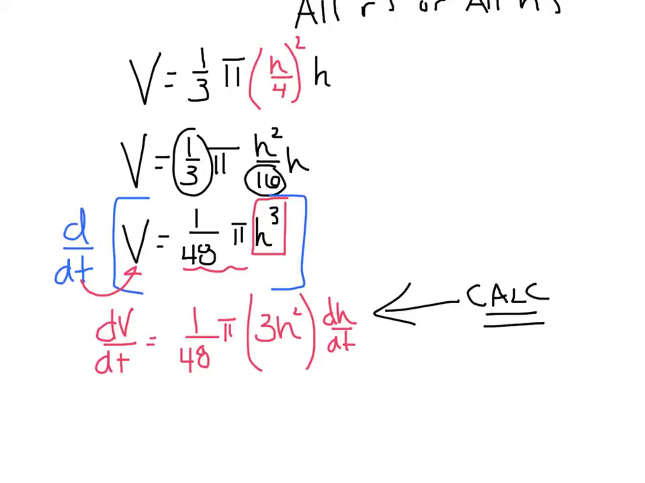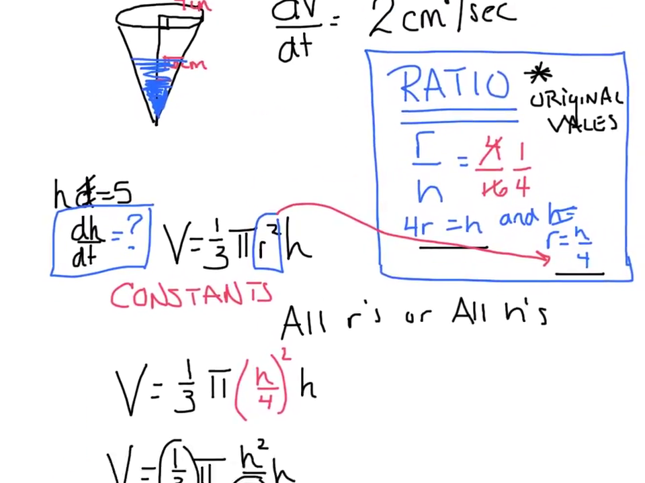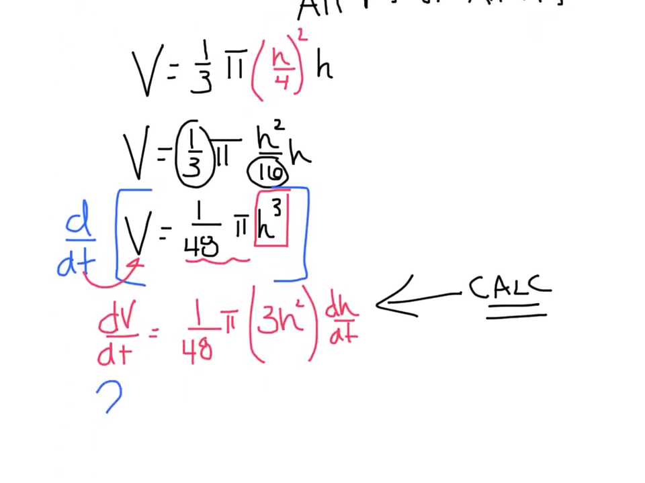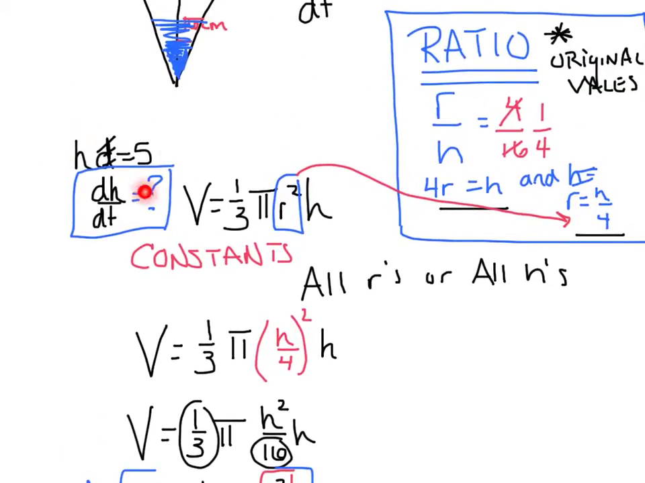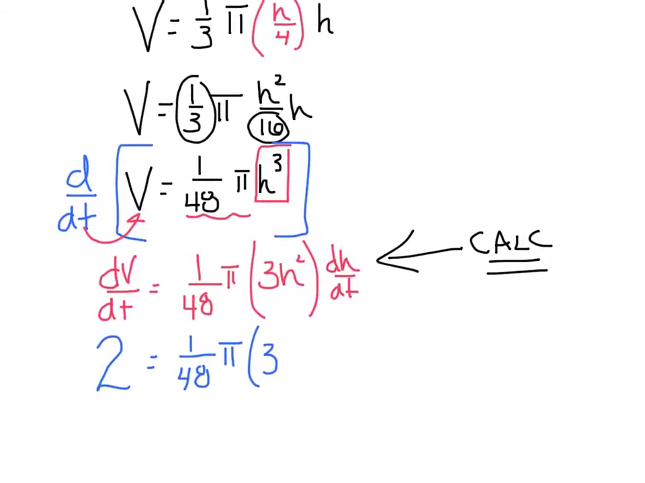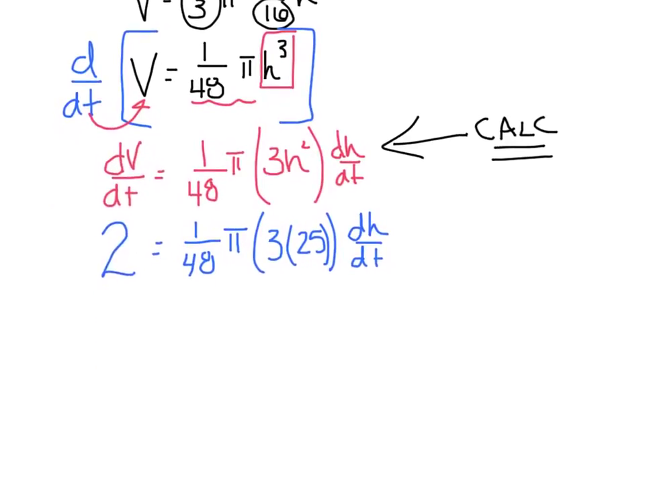Okay, now I'm just going to go back and substitute everything I know in. I believe they told us dV/dt was 2 centimeters cubed. And I've got 1 over 48 pi, 3. They told us they want to know this problem specifically when my height or my depth is 5. So I'm going to put h squared is 25. I'll have to ignore our dog dropping things. dh/dt.